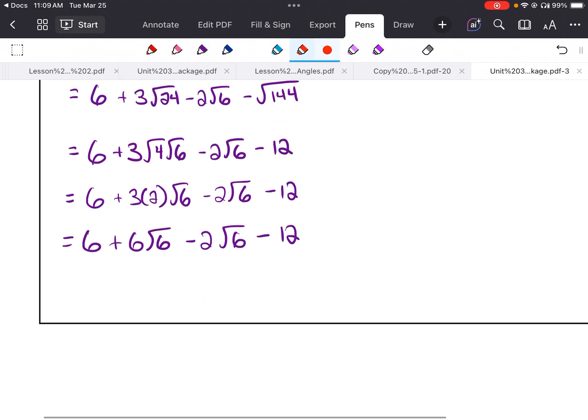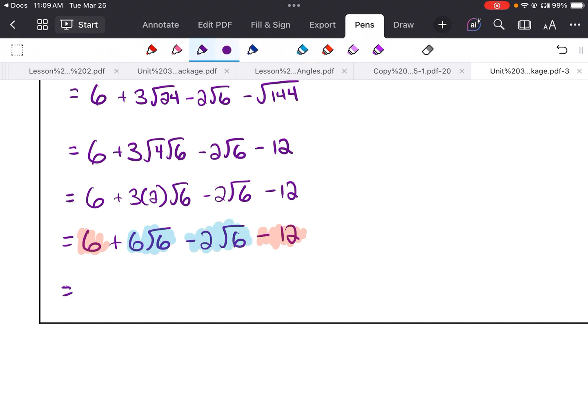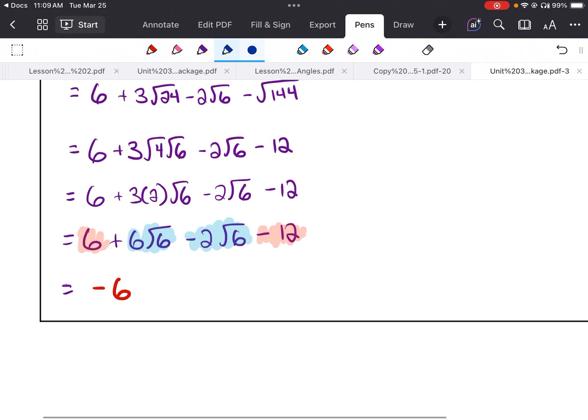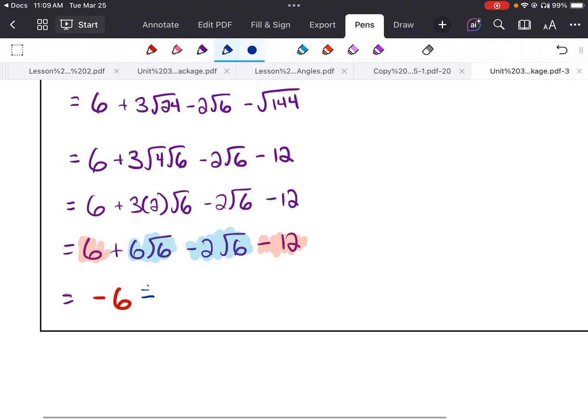Okay, let's look at our like terms. We have constants, and we have root 6's. Okay, our constants first, 6 take away 12 is negative 6. And then we have 6 root 6 minus 2 root 6, so plus 4 root 6. And that's the answer.